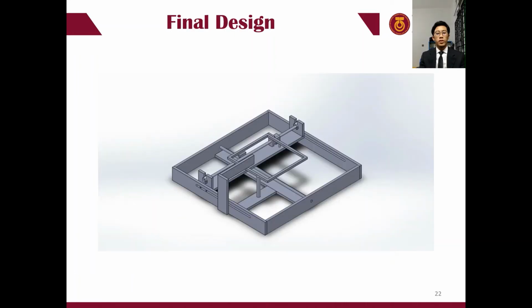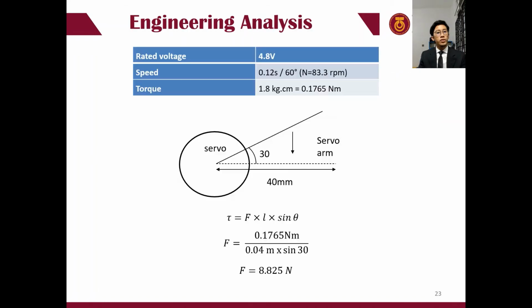Once the PROF evaluation matrix has been done, design 2 is chosen and finalized, and here we can see the SolidWorks drawing of the final design, which is the body frame of the low-cost Braille embosser. Engineering analysis is done to calculate the force created by the servo motor arm through the actuated head onto the embossing pin. Using the formula of torque equals force times length times sine theta, we can get the force of 8.825 Newton.